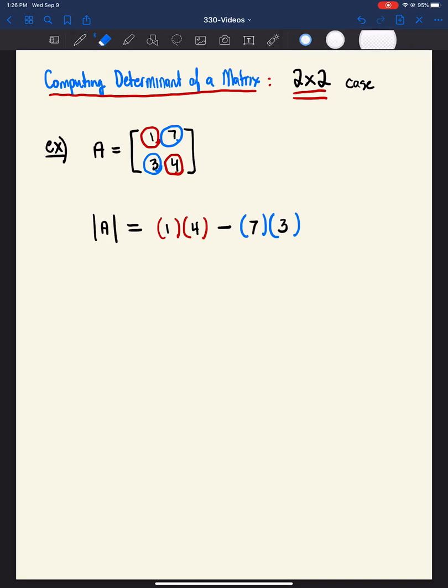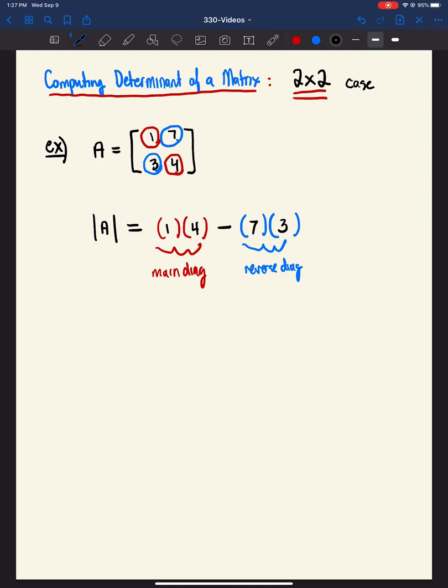And I just want to draw our attention to that this is really specific for a 2 by 2 matrix. We have the product along the main diagonal, and then we also have the product of the reverse diagonal. This formula is going to change significantly once we start considering matrices of higher order, so 3 by 3, 4 by 4, and so on.